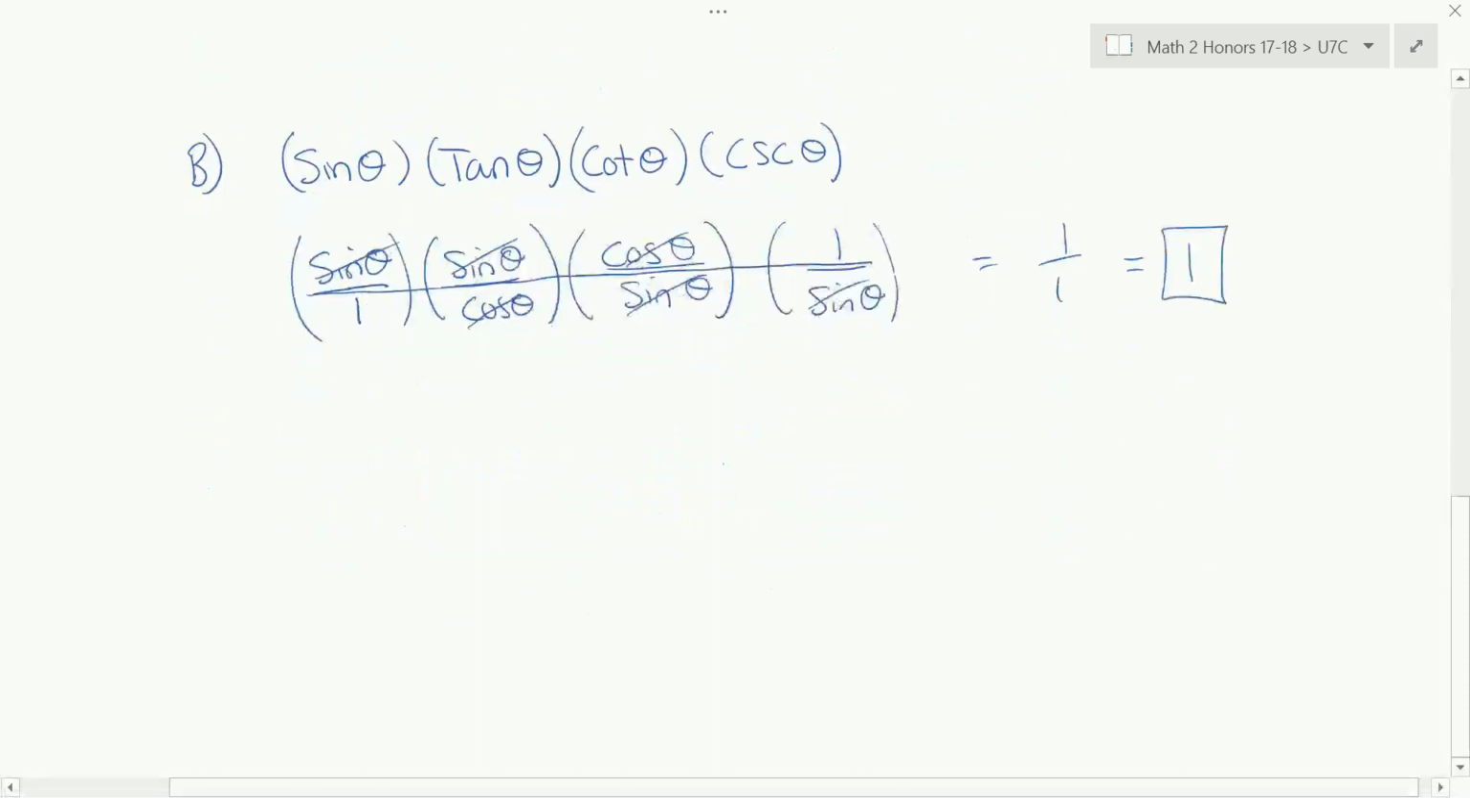I'm going to give you 2 more to try on your own. You can get these. Try the tangent of theta divided by the secant of theta.